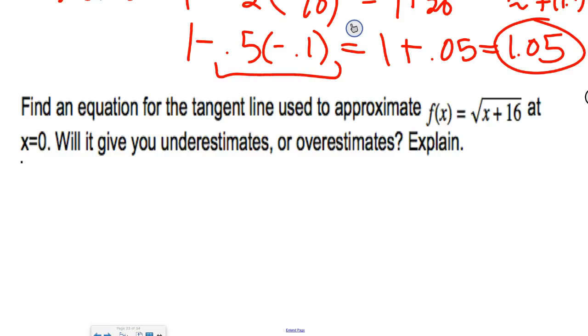So you're going to go do this one on your own. Why don't you go do it right now? This should actually be near, not at. We're going to use it to approximate near 0. So go get your point, go get your slope, write your line, and then circle it. And I'm going to quit the video here.